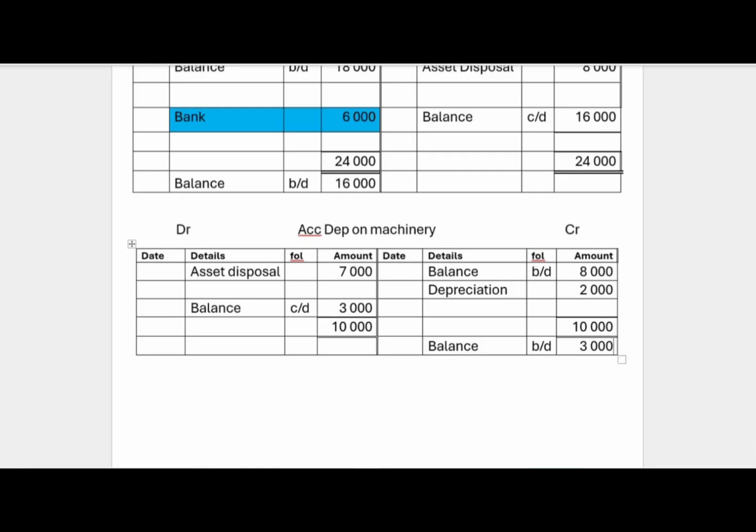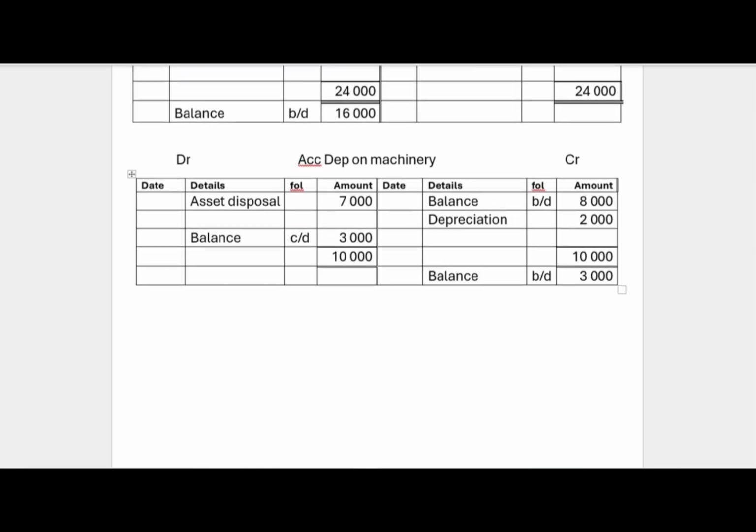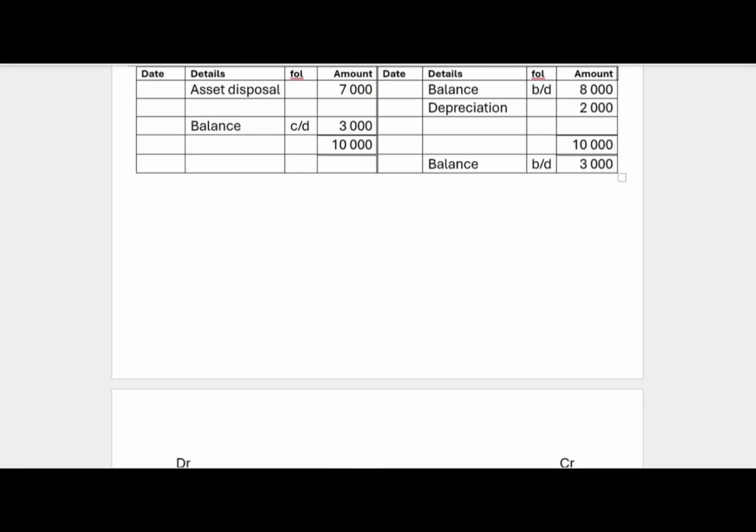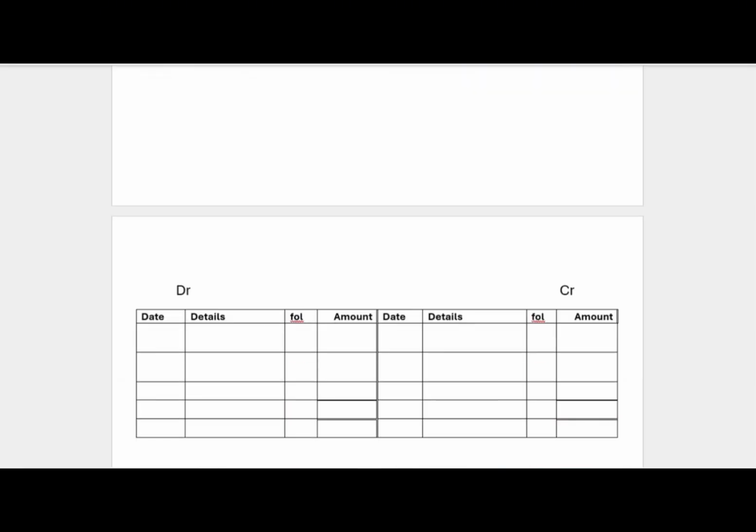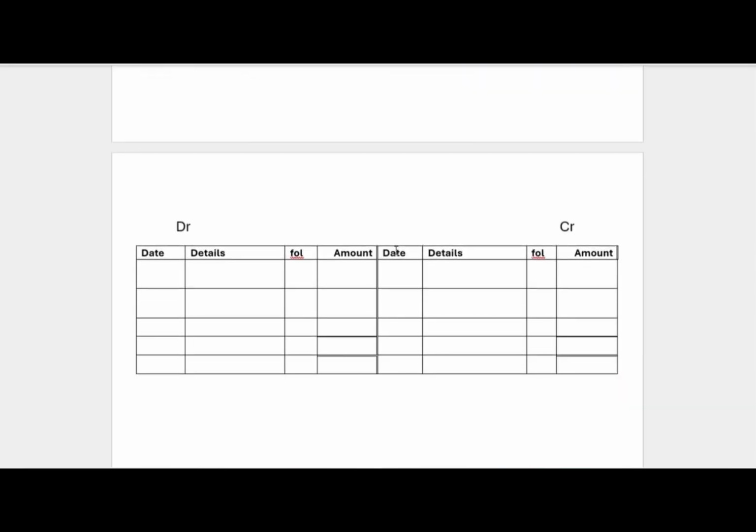And then after that, we have to prepare what? Our asset disposal account. So I have got another account right down there. We need to prepare our asset disposal account. Remember, the purpose of preparing an asset disposal account is to determine our, what is this?